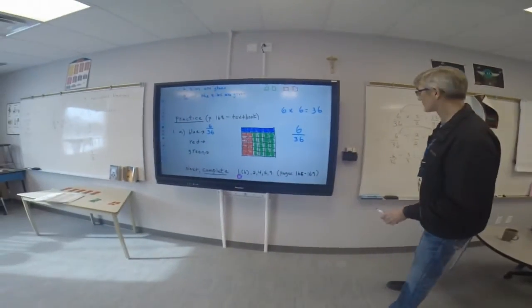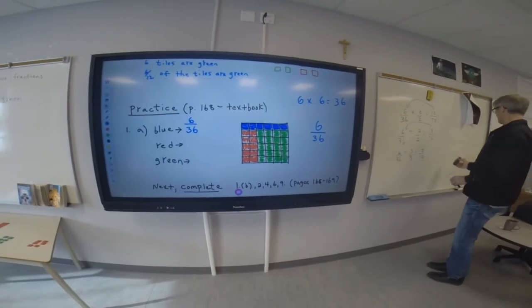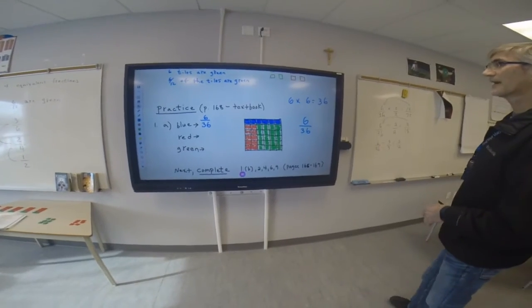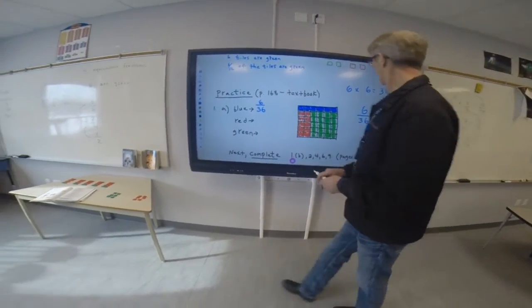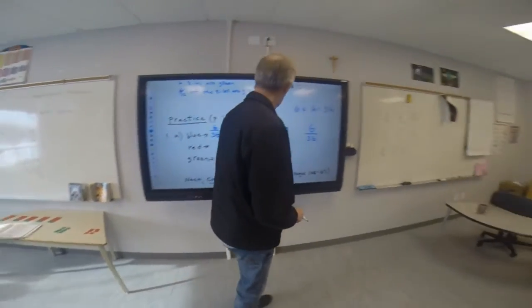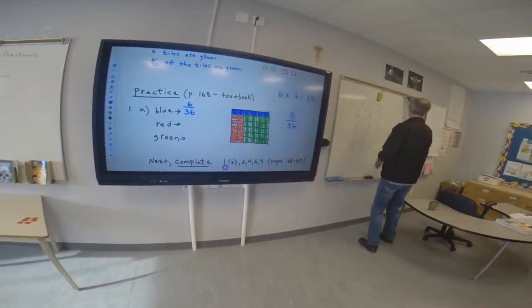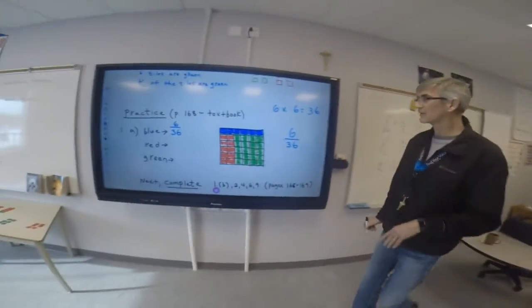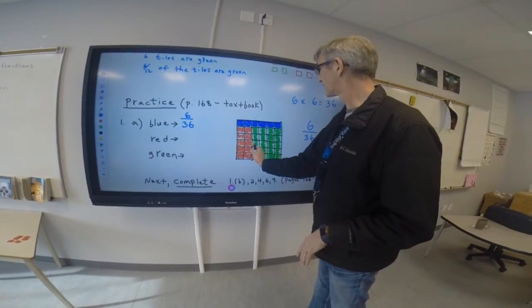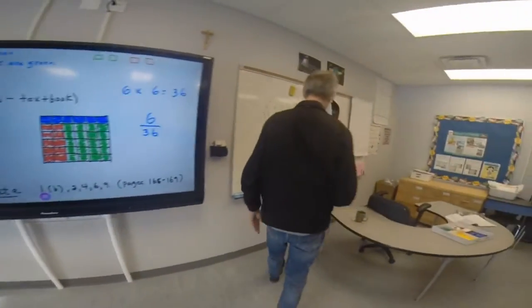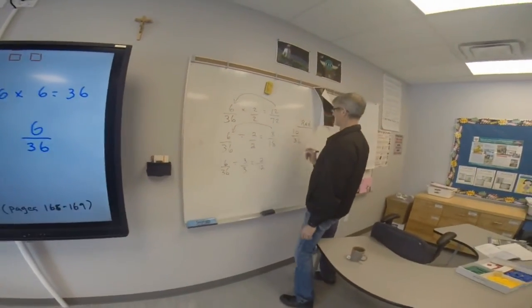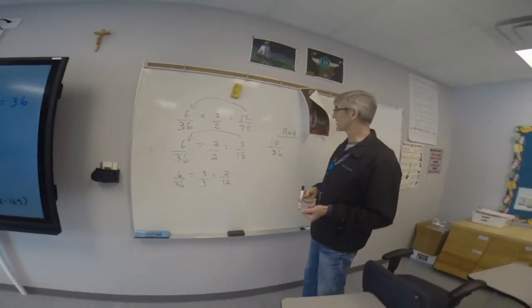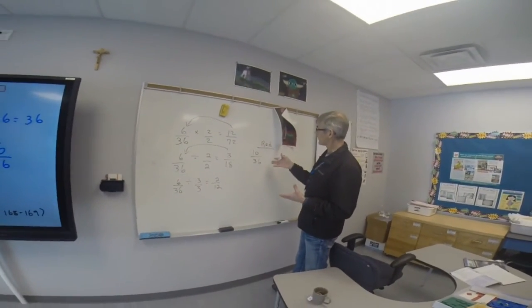Let's do the red. I'm going to erase. No, actually, I'll leave that on, I think, for now. The red. So all together, again, we know already we've got 36 tiles. We'll call them tiles for now. And for the red, so how many red ones do we have? 1, 2, 3, 4, 5, 6, 7, 8, 9, 10. So 10 of the total are red. Okay? So the book asks you to make an equivalent fraction for this.